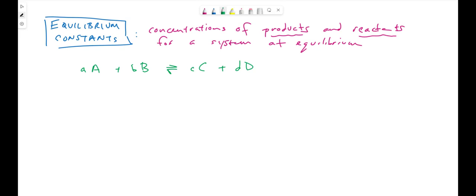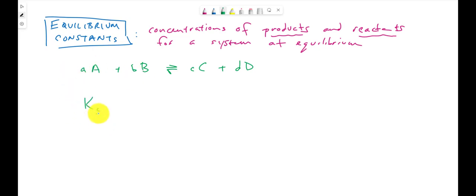So equilibrium constants typically have the shorthand notation of capital K, which is a little confusing because we use a lowercase k for talking about rate constants. But an equilibrium constant is really just the concentration of the products and reactants for a system at equilibrium. That's what it tells us. And so let's start with a generic chemical reaction. It's reversible. A plus B proceeds to make C. So we can start to write up an equilibrium constant expression for this generic reaction.